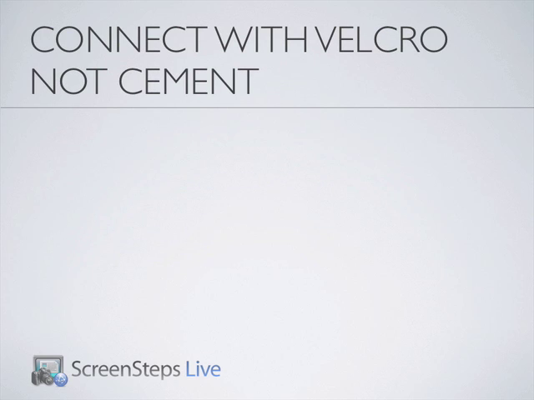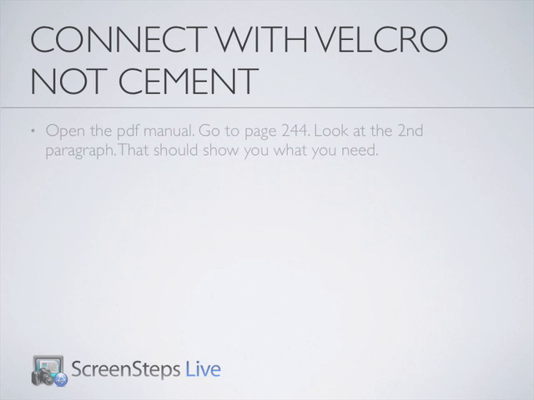Connect your content with VELCRO, not cement. Content that is connected with cement is hard to pull apart and customize for specific situations. If you can't point your users directly to a URL that answers their question, then your content is connected with cement. For example, if you have ever answered a customer question with a response that looks like this, your content is connected with cement. Open the PDF manual, go to page 244, look at the second paragraph. That should show you what you need. That's far too much work for your customer, and really far too much work for you.